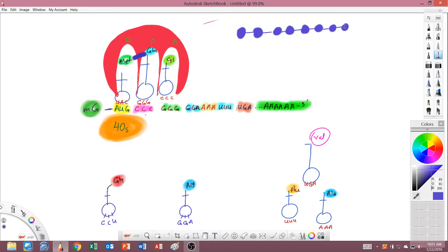If you remember that we talked about this, the large subunit has how many? 33 proteins combined with ribosomal RNA, 5.8, 5, and 18. That's in your PowerPoints. You should go over those things. Okay.